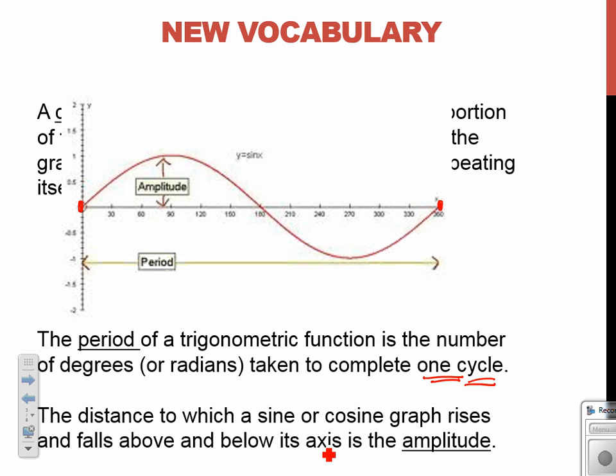And the distance to which the sine or cosine graph rises or falls above or below the x-axis, and sometimes it's not the x-axis, but sometimes it's called the midline. So we want to keep that in mind, that if we have some vertical shifting, it's not always based on the x-axis, but also the midline, is called the amplitude. So the amplitude is that distance from the midline, or in this case, with a parent function, it's the x-axis.